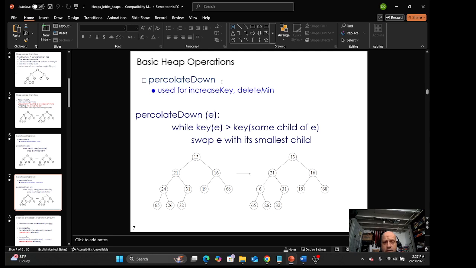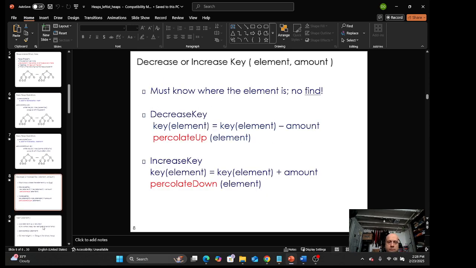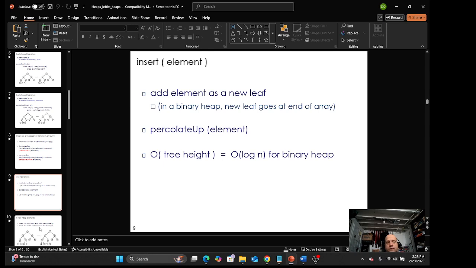Correspondingly, for the basic operations increase key or delete min, you would have a percolate down. If the key is greater than the key of some child of the element, I would swap the element with the smallest child. In terms of decreasing or increasing the key, you need to know where the element is. There's no find. With decrease key, the key of the element equals the key of the element minus the amount, and I percolate up. With increase key, the key of the element equals the key plus the amount, and I would percolate it down.